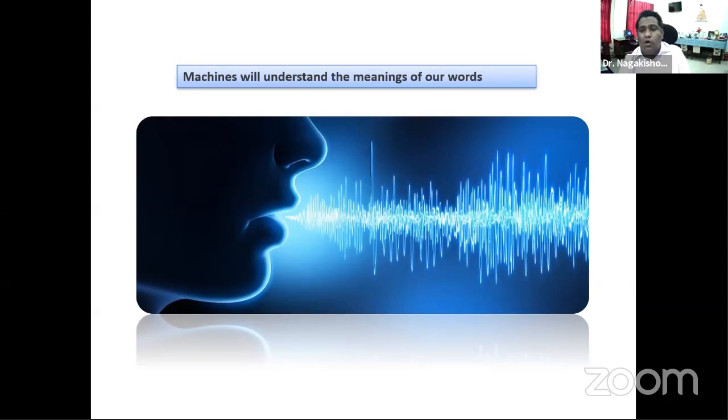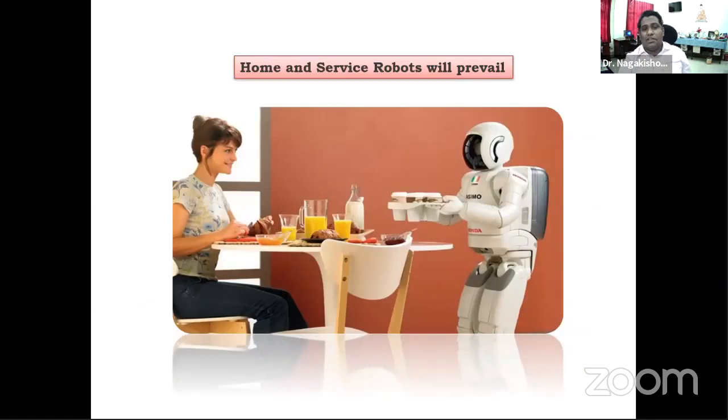And the machine will understand the meanings of our words. Okay. So we already saw the data about Will Smith and the robot. Anyhow, we have seen the Robo movie. So some of the words can be understood by the machine. What problems may we see in that movie? So anyhow, machines will understand the meanings of our words, what we are going to say. So home and service robots will prevail. Nowadays in Japan, China, and even Hyderabad and Chennai, some restaurants have robots available. In future, we are going to see very upgraded and updated robots.